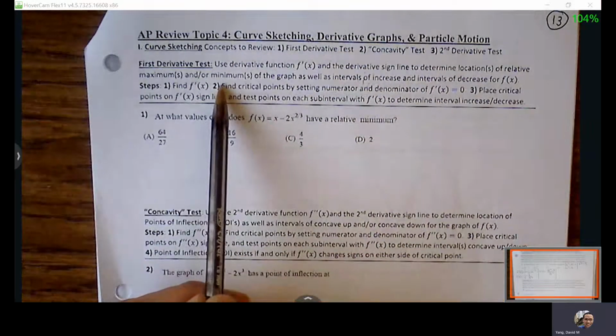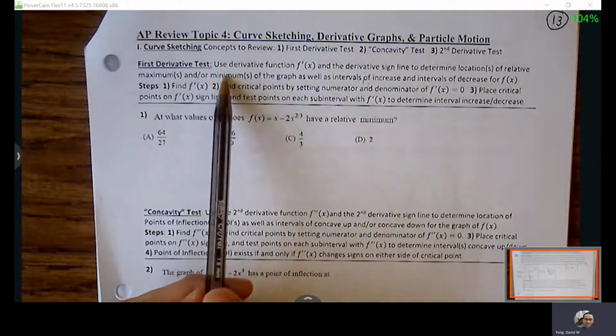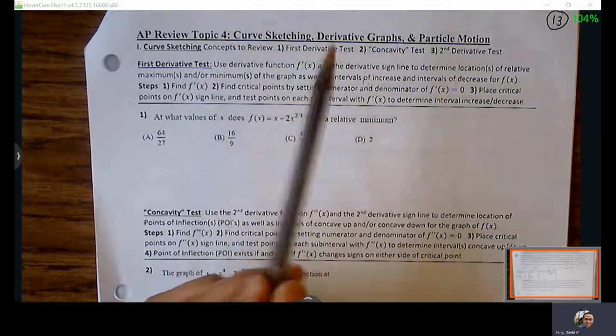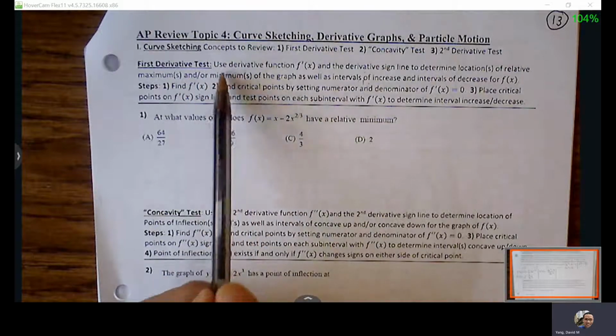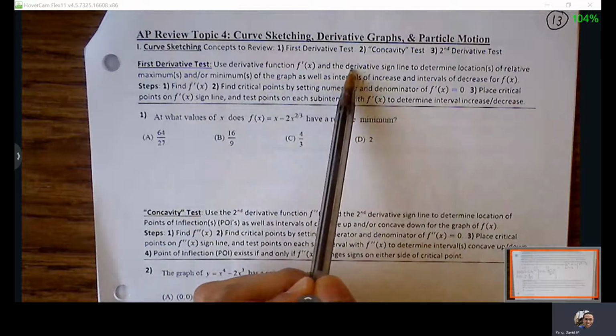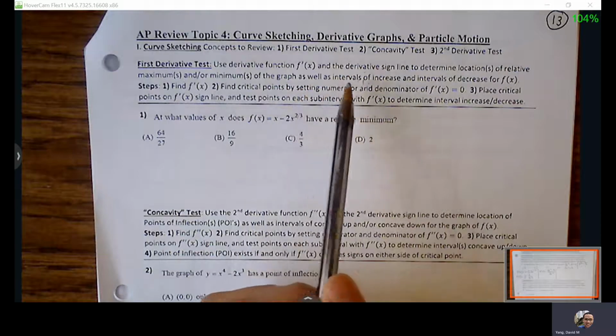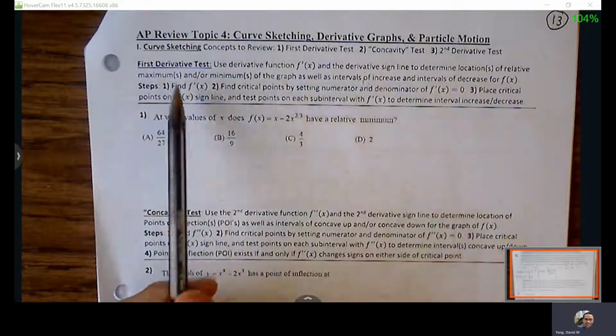Okay, so first derivative tests, the purpose here is to use the function's derivative to help us determine the rise and fall and the max and mins of the original graph. So use the f prime graph and the derivative sign line to determine locations of relative max, relative min, as well as intervals of increase and decrease. Okay, so here are the steps.